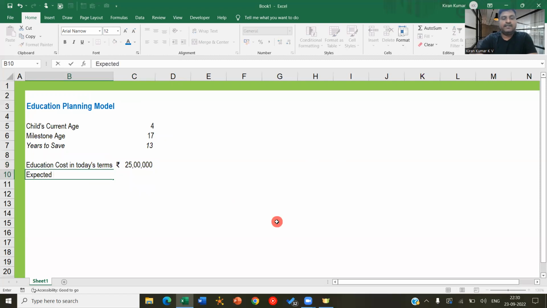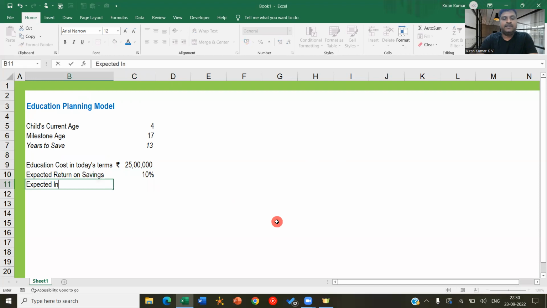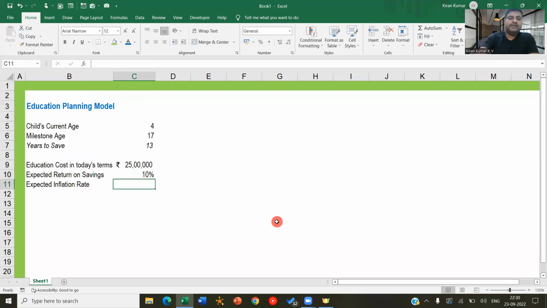And let us make another assumption. Expected return on savings. Let's assume that whatever savings that we do over the next 13 years can earn on an average around 10% per annum. All right. Let us also expect the expected inflation rate during these 13 years. Let me assume a rate of 8%. These are inputs which are debatable, which you can always change to compute different amounts. Anyways, we are building a model. Later you can modify them and see how it works.